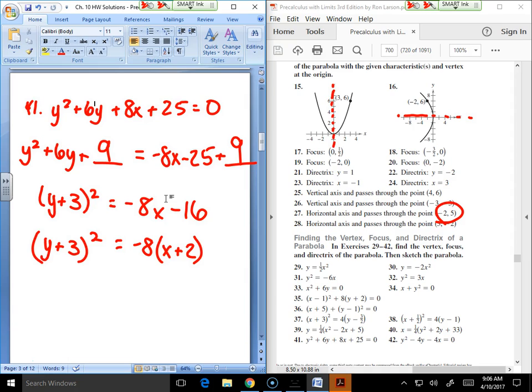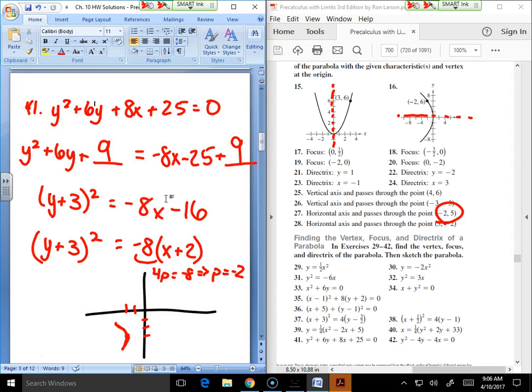So you can go ahead, it's up to you guys, once again, I like putting things in a graph to visualize. I know my vertex is negative 2, negative 1, 2, 3 from my h and k. I know 4p equals negative 8, which means p equals negative 2. Since the y is squared, I know it's a right left, but since the p is negative, I know it's a left.